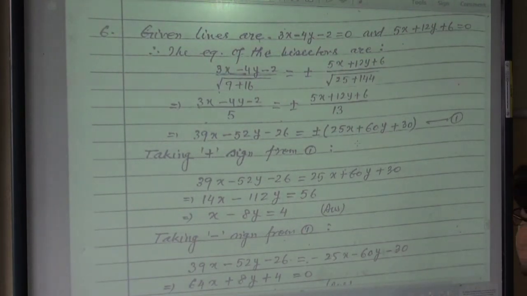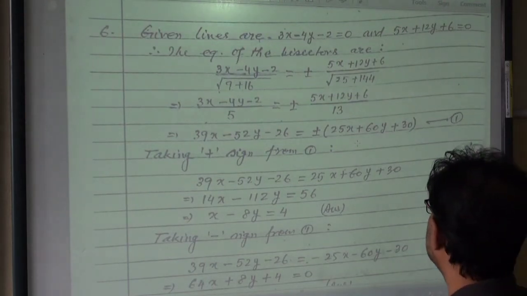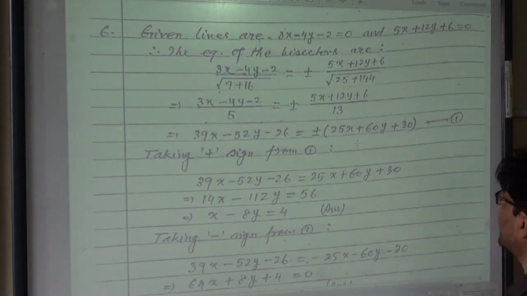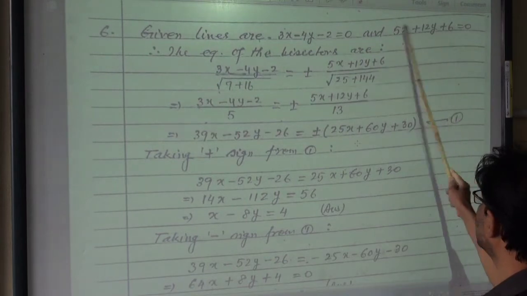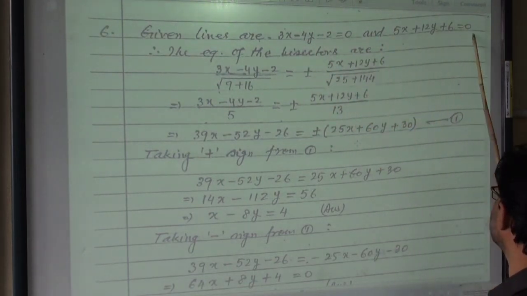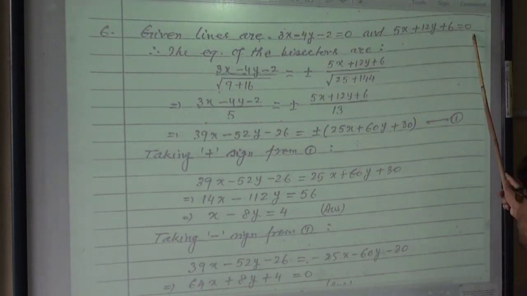In this case, you have to find out the equation of bisectors of the angle between the lines, this one and this one. This is first line, this is second line. You have to find out the equation of bisectors. Nothing else, only the equation of bisectors.